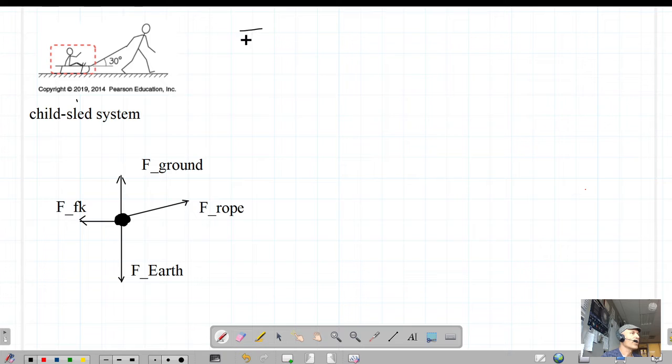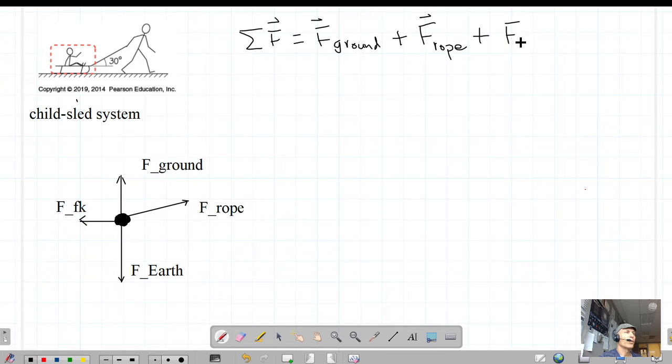So if I write the vector statement, I could write this. The sum of the forces is equal to the force of the ground. You never want to write F sub g for ground, because a lot of times people would take that to mean gravity, plus the force of the rope, and I'm just sort of going around my diagram, plus the force of earth, plus the force of friction. And remember, the K stands for kinetic sliding friction.